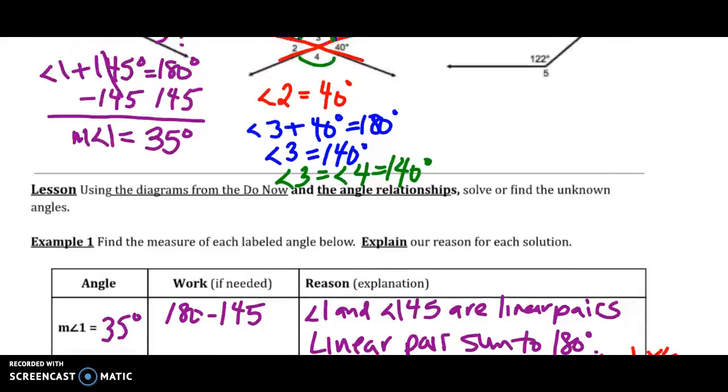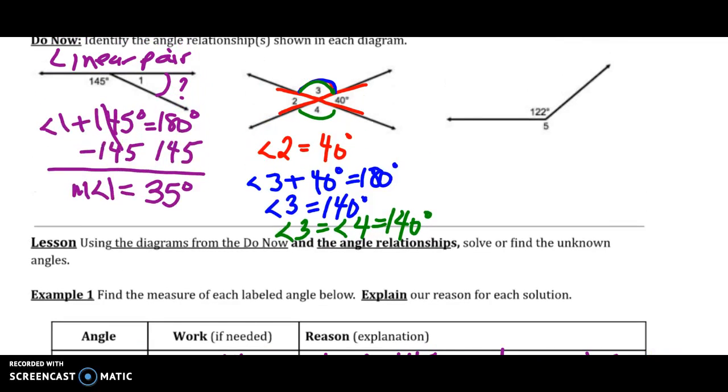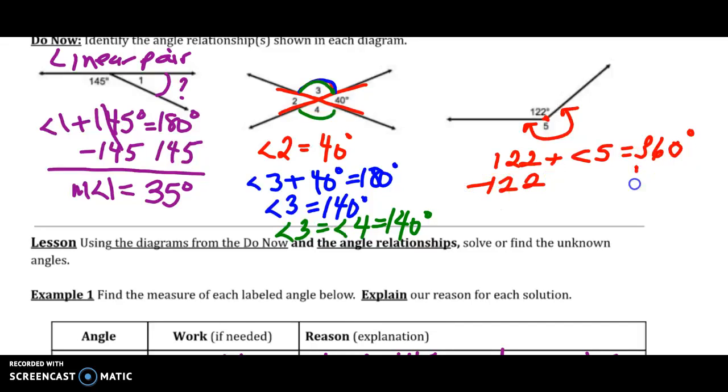Okay. So our last angle here is angle 5. We know that these are angles at a point. And angles at a point sum to 360 degrees. So, if we subtract 122 from both sides, we get that angle 5 is 238 degrees.